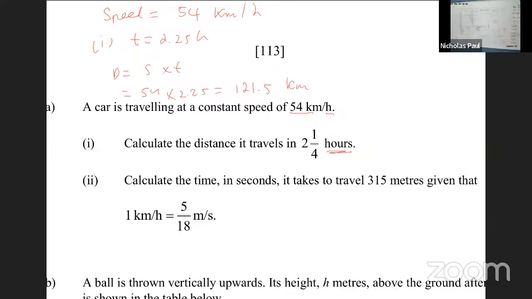Right. Vishal, need a little help here. Calculate the time in seconds it will take to travel 315 meters, given that 1 kilometer per hour is this. So here's what they want you to do. Oh no, sorry. You can help me, please. What to do, Vishal? Could you help me, please?